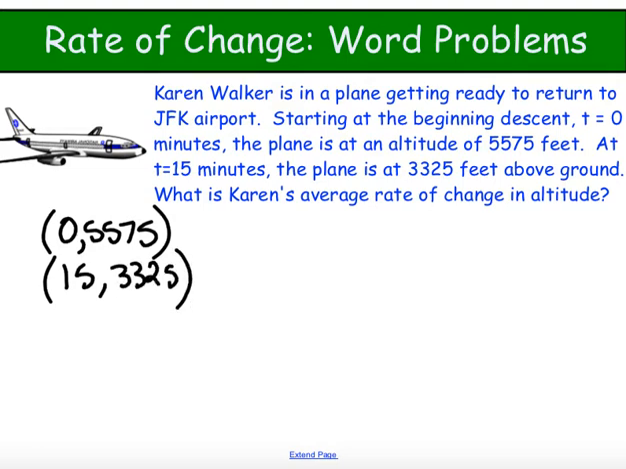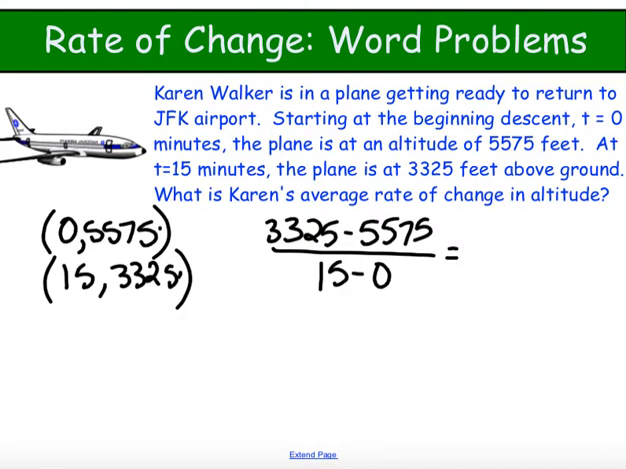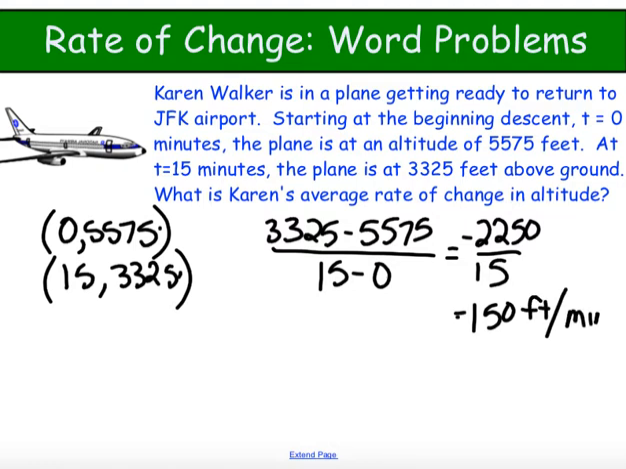And at t equals 15, we are at 3,325. So I need to find the change in my y, so I'm going to do 3,325 minus 5,575 over, well, since I did 3,000 to 5,000, I'm going to do 15 minus 0. So I get 15 on the bottom, and let's see, I get a negative 2,250, which when I divide that, and remember it's negative because I have a smaller one minus a bigger one. When I divide that, I get a negative 150, and we are talking about feet per minute. So they go down in altitude 150 feet per minute.